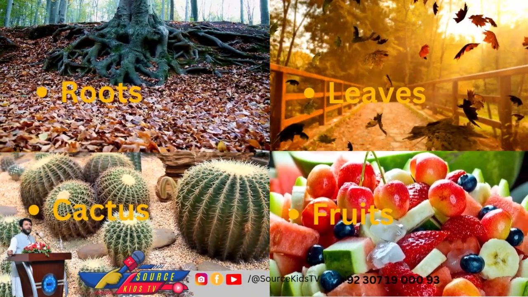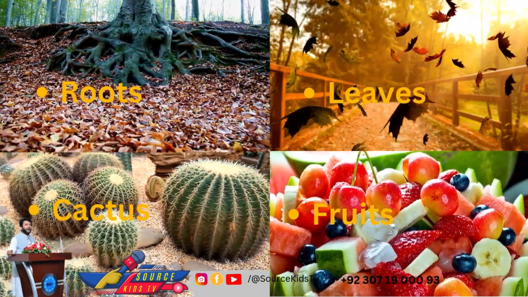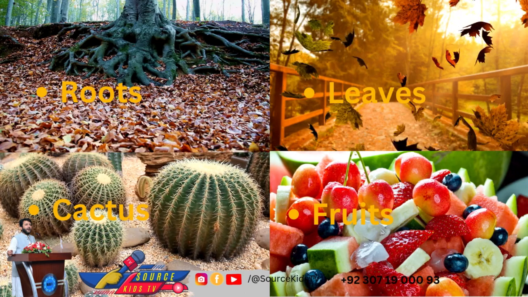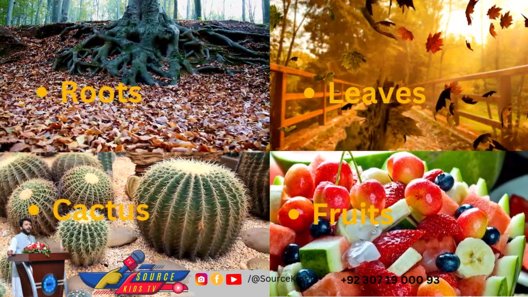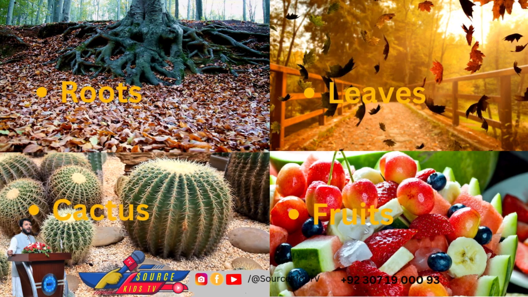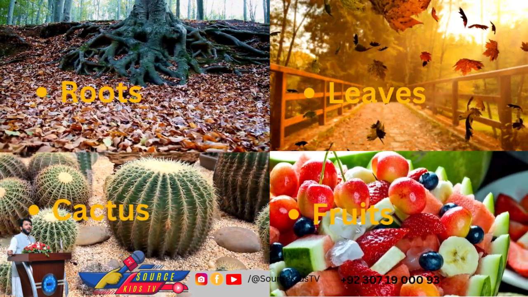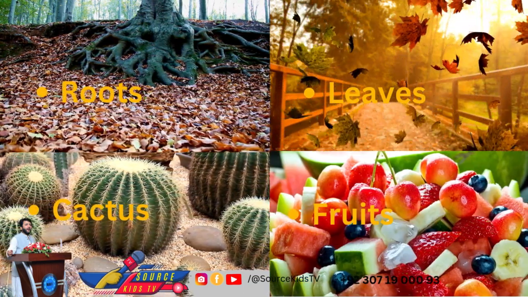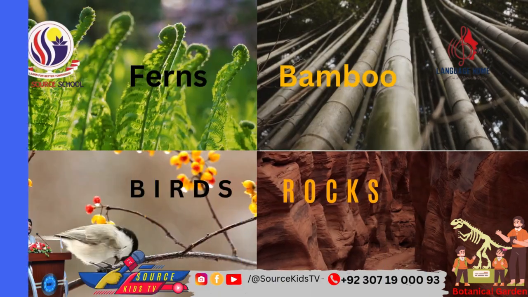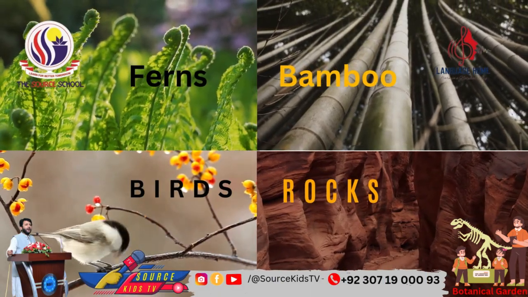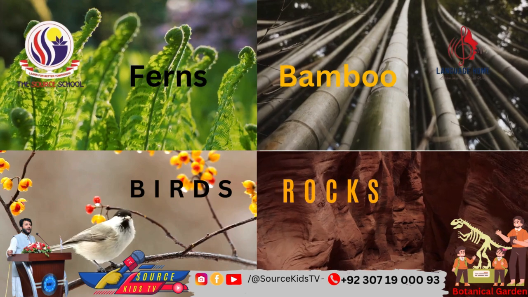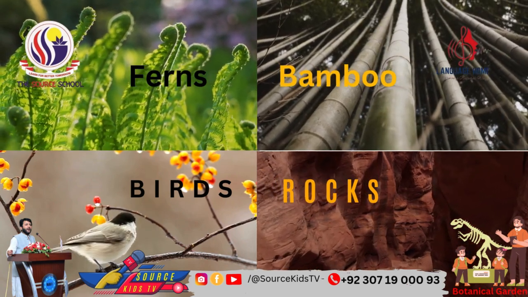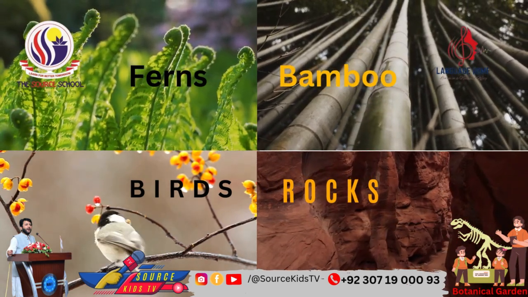Roots, parts of plants under the ground. Fruit, edible parts of plants, like apples and bananas. Cactus, plants that grow in deserts. Ferns, plants with large green leaves. Bamboo, tall, hollow. Grass. Birds, animals that live in trees and bushes. Rocks, natural stones in the garden.